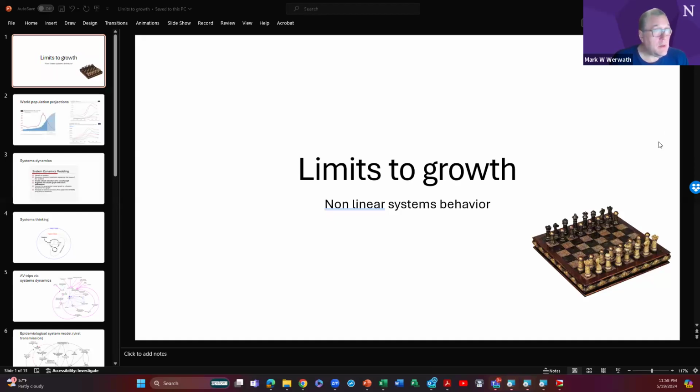I wanted to play with some interesting concepts here, specifically nonlinear growth, nonlinear systems behavior, and specifically also the limits to growth, which was a paper written back in 1972 by some MIT professors. And of course, it's been updated since then. So we'll kind of close with that. And I'll also close with some agent-based modeling.